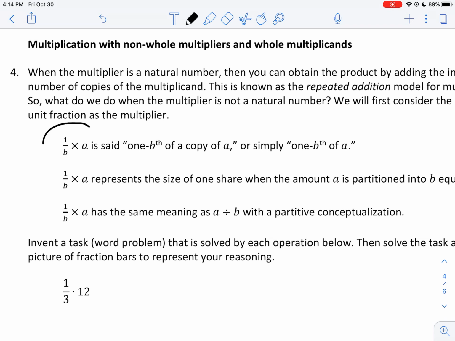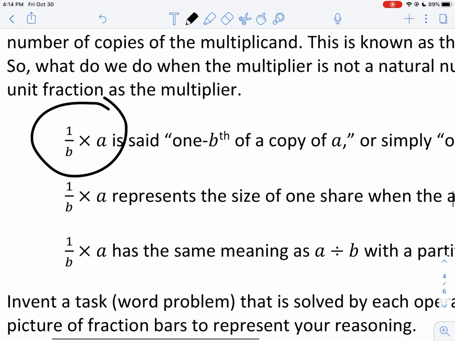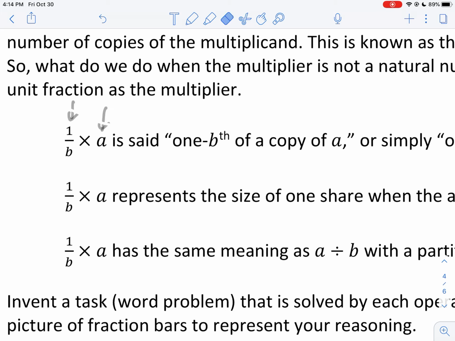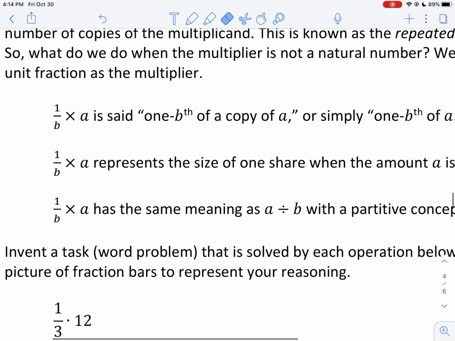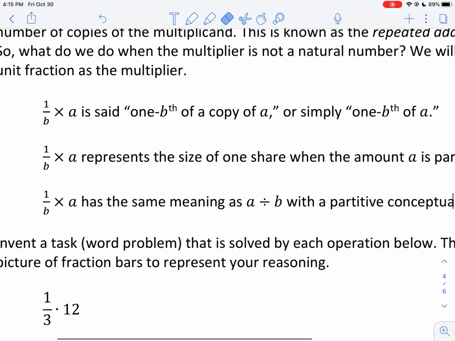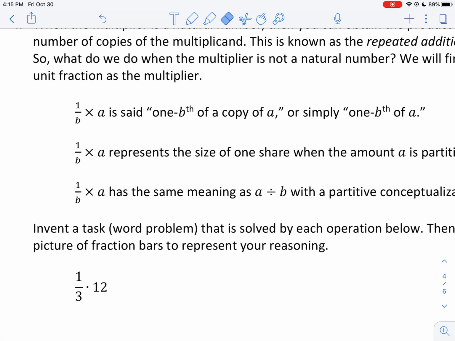So let's first talk about what it means to have a non-whole multiplier, and we're going to start with unit fractions as the multipliers. When you see a statement like this, a unit fraction times A, I'm still assuming that the first number is the multiplier and the second number is the multiplicand. So don't use commutative ideas and say that this means A copies of 1 over B. Numerically that's true, but we want a way to think about this with the multiplier being the fraction and still be able to make sense of it. The way we say this is 1 Bth of a copy of A, or simply 1 Bth of A.